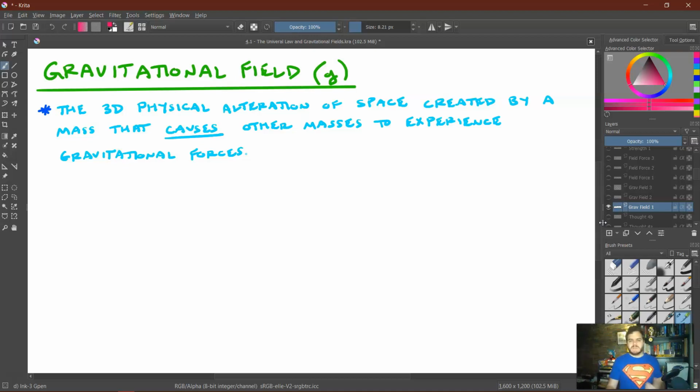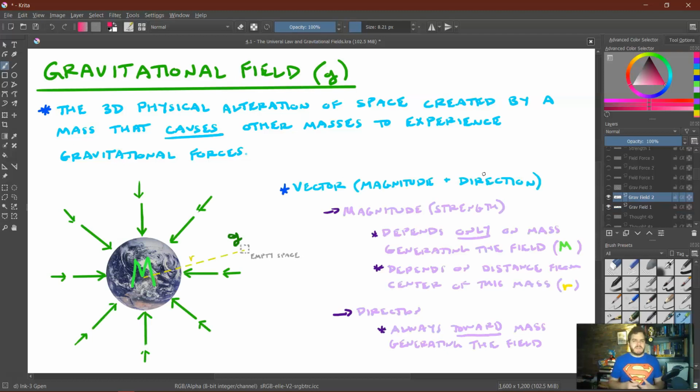Now, the gravitational field is a vector. But what does the strength of that gravitational field depend on? How strong is it? How big is that field? How much does it manipulate the space? Well, first off, it depends on how big this mass is. So if I have the mass of the Earth, it manipulates space quite a bit. If I have a smaller piece of mass, it does not create nearly as strong of a gravitational field. But it also depends on the distance from the center of that object.